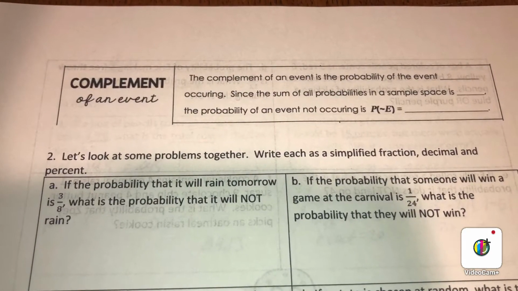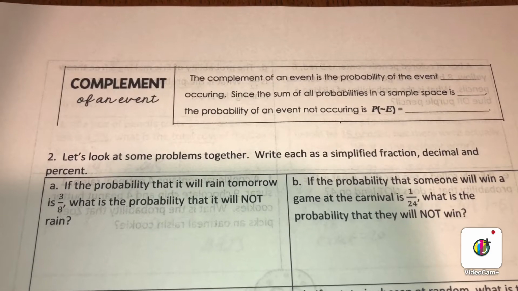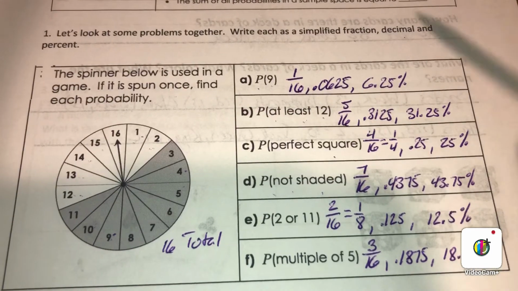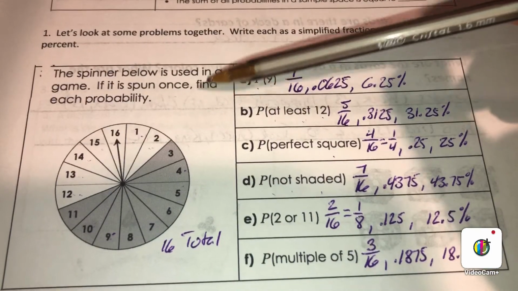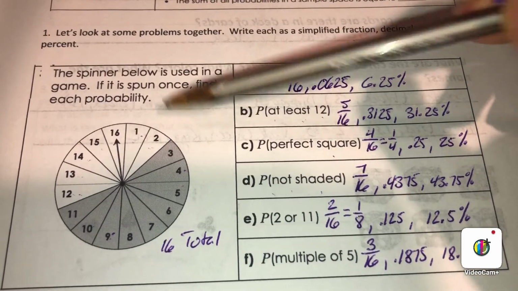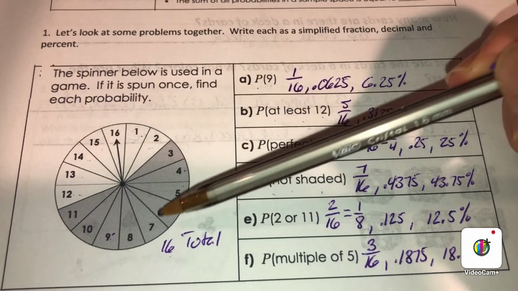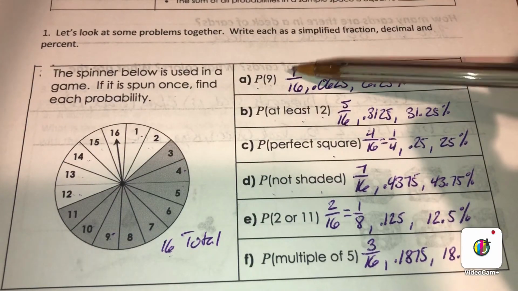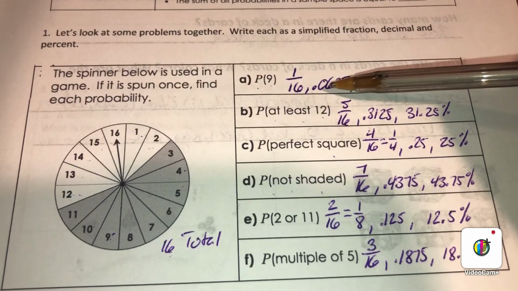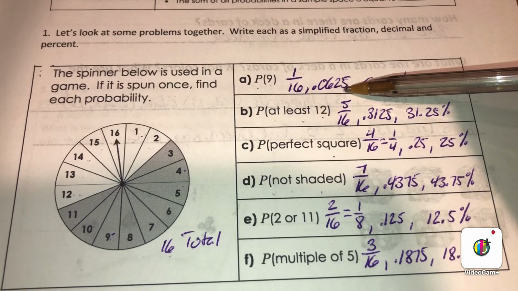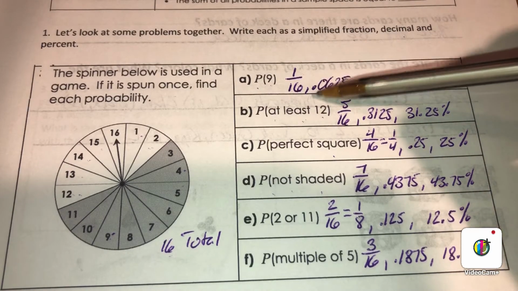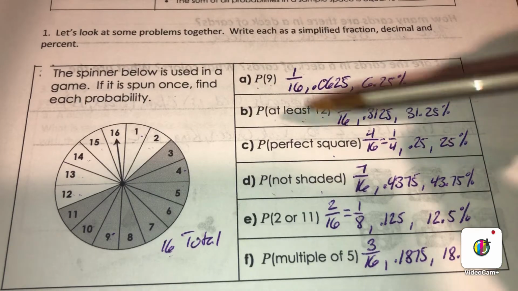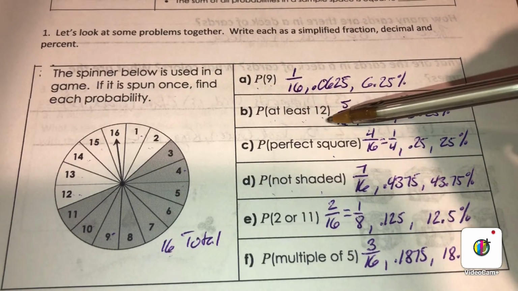And let's look at the complement of an event. Actually, let's just go back to number 1. So we're using the spinner in the game to find each probability. So there's 16 total spaces. So the probability of getting a 9 is only 1 9. So 1 divided by 16 gives us 0.0625. And make that a percent, move it 2 times to the right, 6.25%.